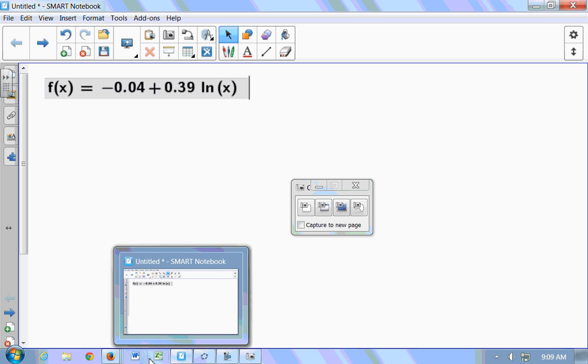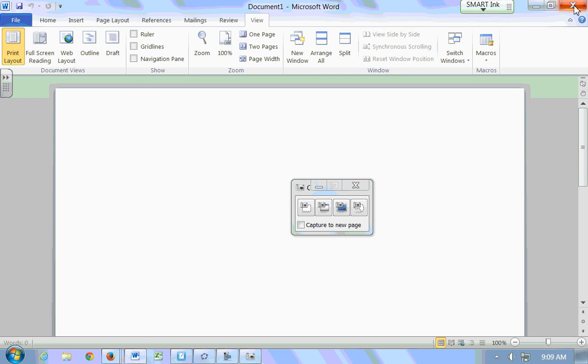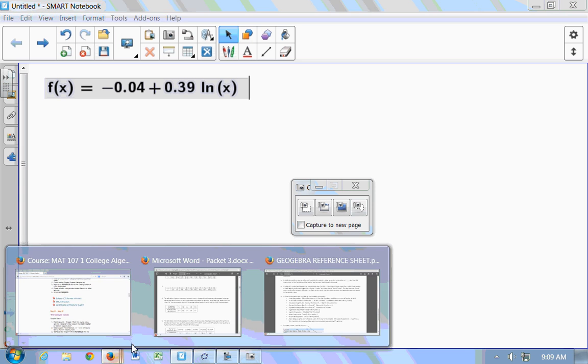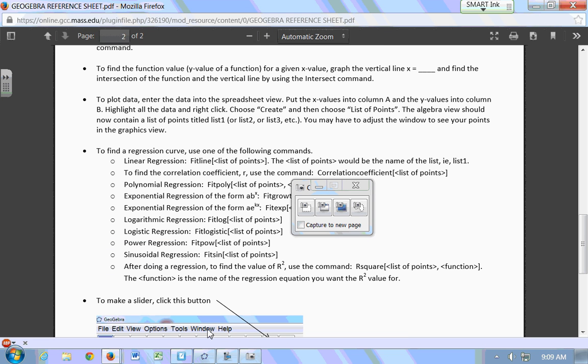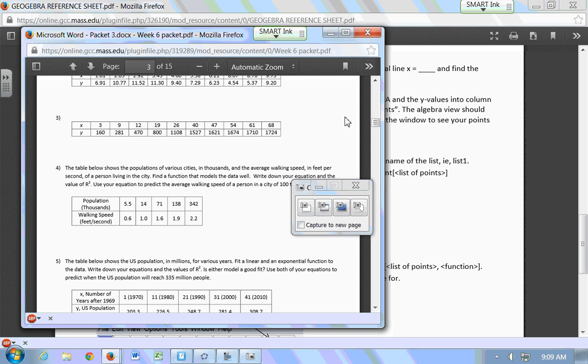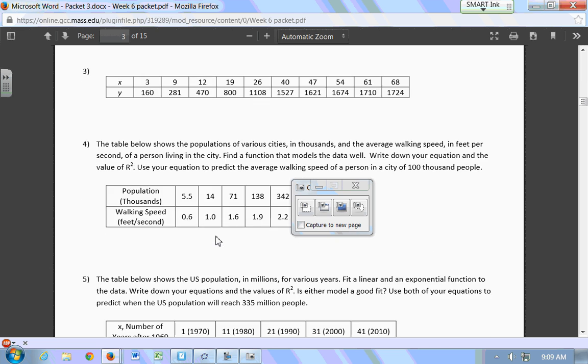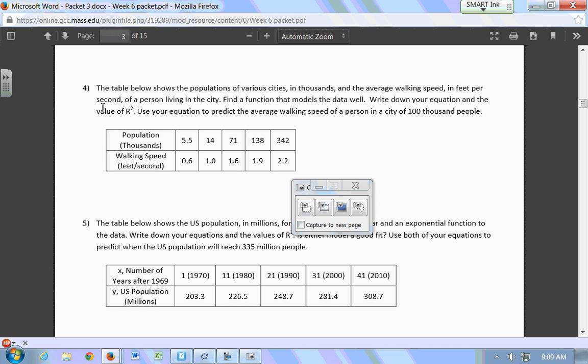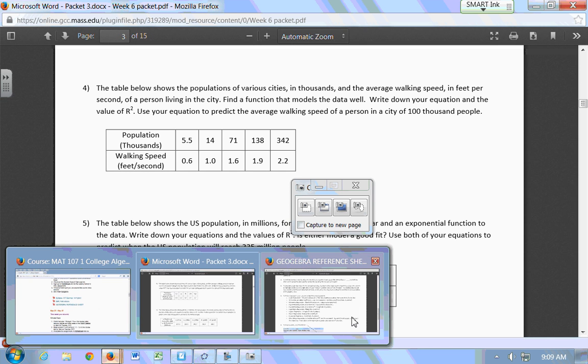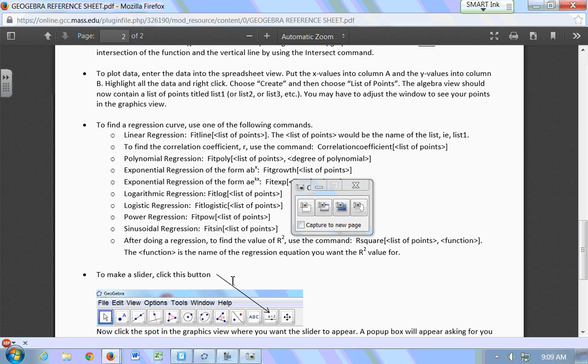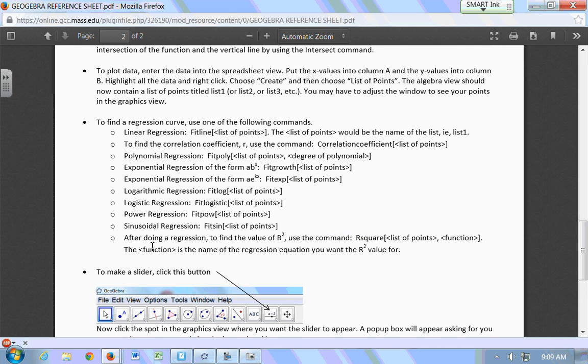And then the question asked me to write down your equation and the value of r squared. Oh, how do I get r squared in GeoGebra? Let's see. After doing a regression, to find the value of r squared, use the command RSquare, list of points, function. And the function is the name of the regression equation. Okay. So RSquare.